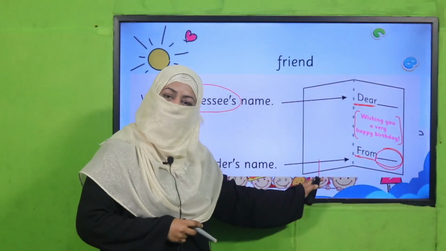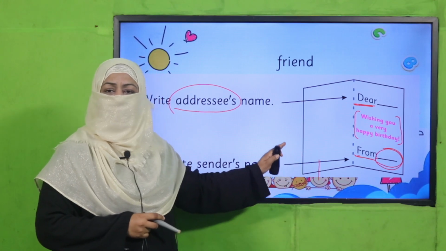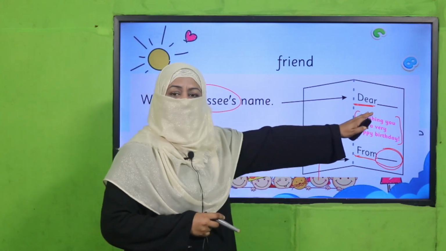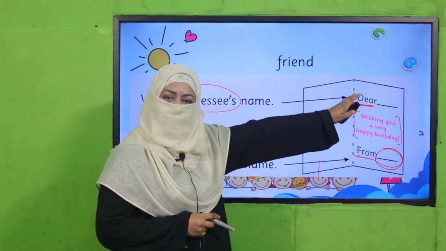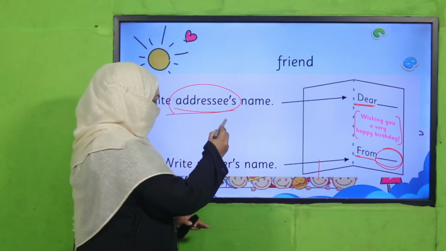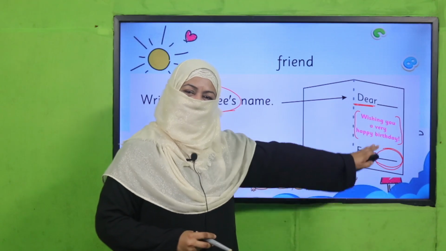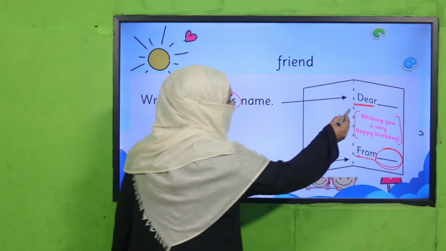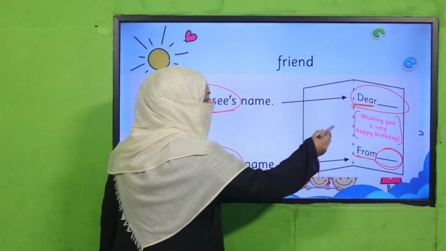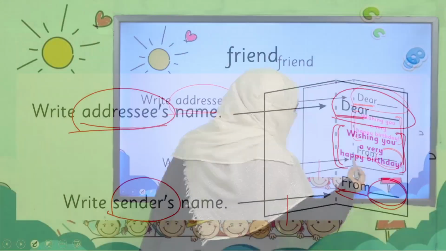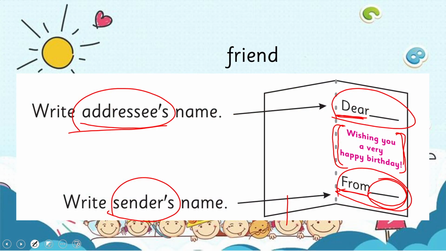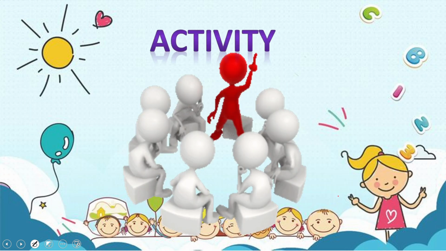These are the conventions of writing a greeting card. You write the name of the addressee whom you are writing, and the name of the sender who is writing, right? So this is how you write. First you write the addressee over here, then you write your wish, and lastly you write from. Okay, all right. So this is how we make a greeting card.